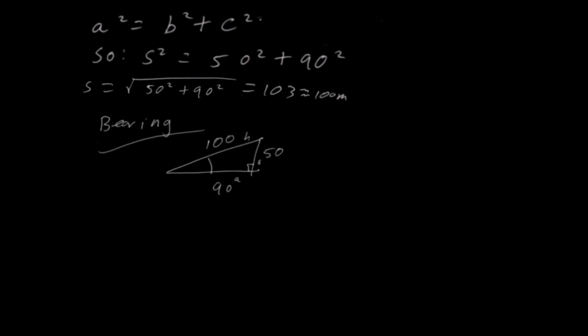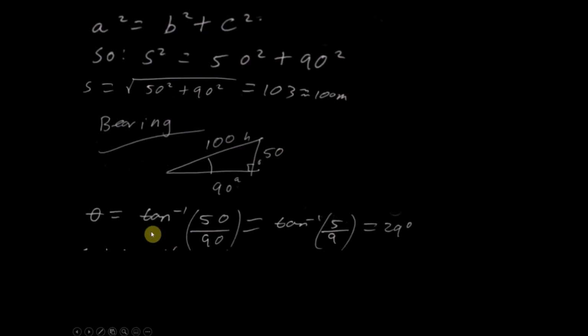The bearing now, we now know that we have a 50, 90, 100 triangle here. So theta now will be inverse tan, of course, because we want to find this angle, 50 over 90, using the opposite and the adjacent. This will be inverse tan essentially of 5/9, which will give us 29 degrees. So 103, about 100 meters at 90 minus 29, because what we've found here is actually the angle from the horizontal. So 90 minus 29, 61 degrees from the northerly point.